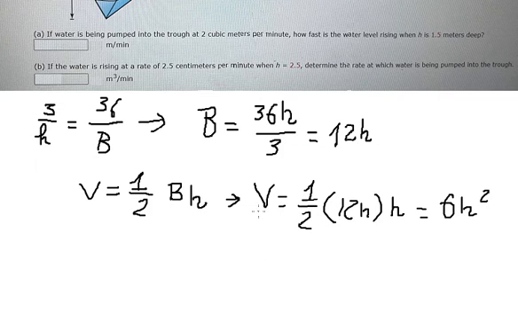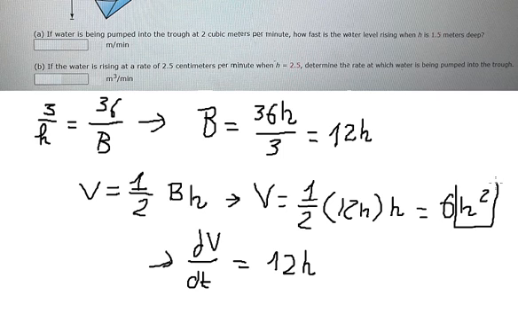Next, we need to first take the derivative of both sides. And this one we have dV over dt equals 12h. First, the derivative of h squared, we have 2h, and 2 with 6 we have 12.